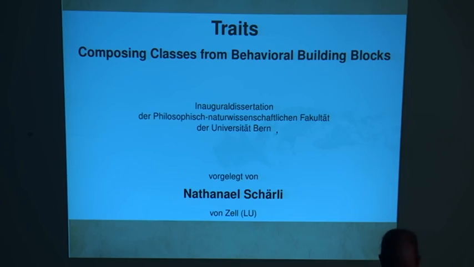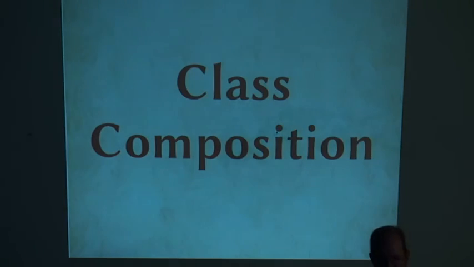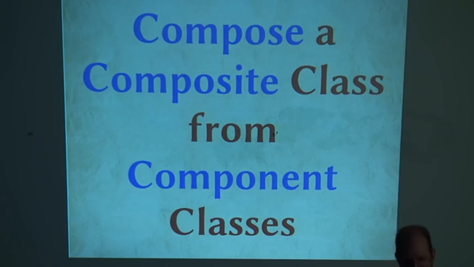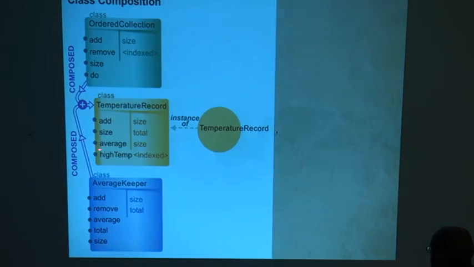And so what I did was I came up with classes that compose but do not inherit. They compose like traits. So let's get some of the terminology out of the way. You compose a composite class from component classes. Now how does that look in our little temperature record example? In this case we have a temperature record class, and it is being composed from the two classes, average keeper and ordered collection.